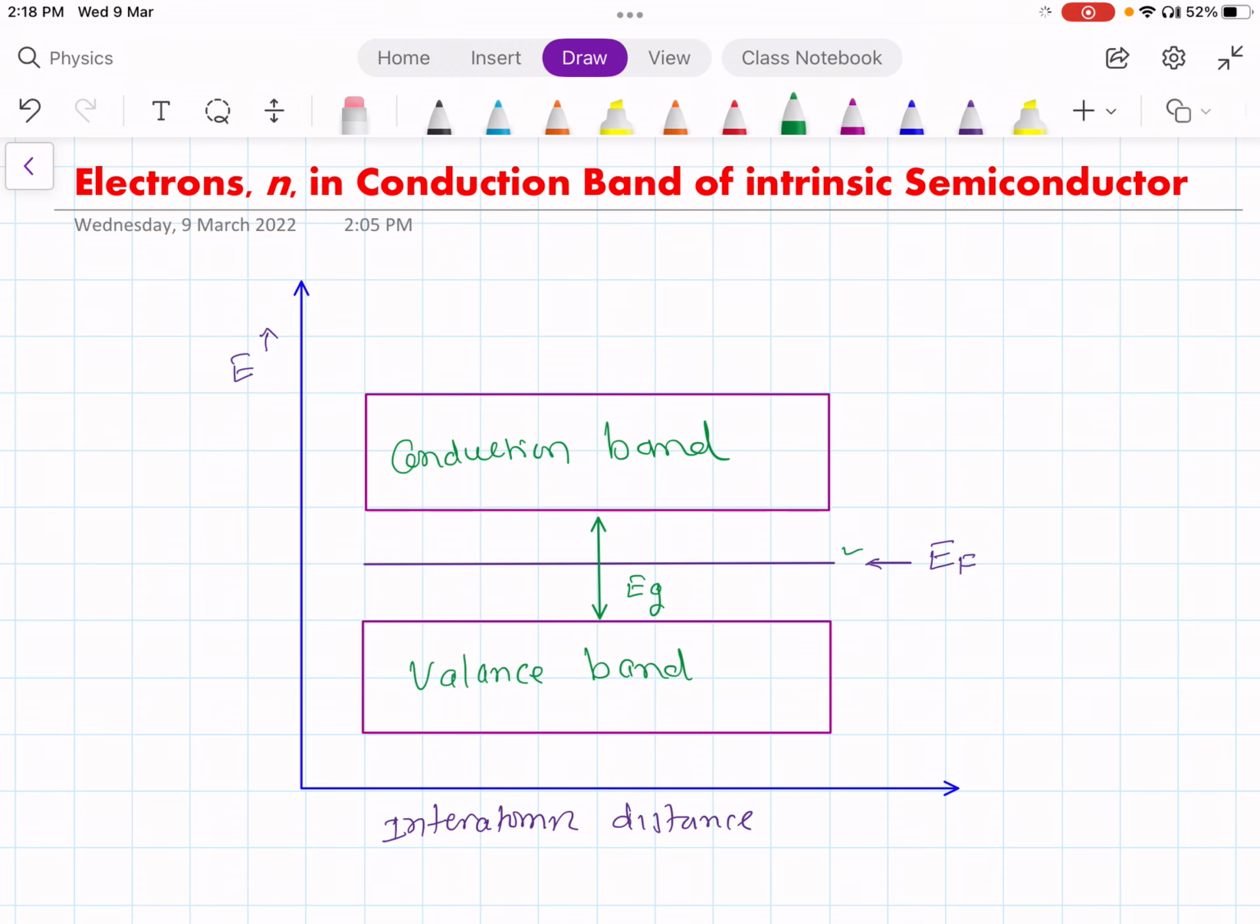One more important thing here: the lowest energy level in the conduction band is Ec, and the highest energy level in the valence band, we are going to call it Ev. That is, the topmost energy level is Ev, and the bottom energy level in the conduction band is Ec. Now we have to find the number of electrons in the conduction band.